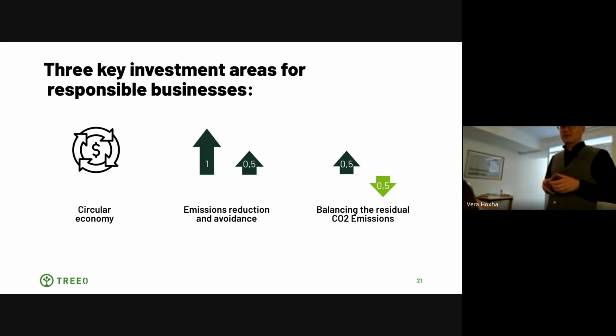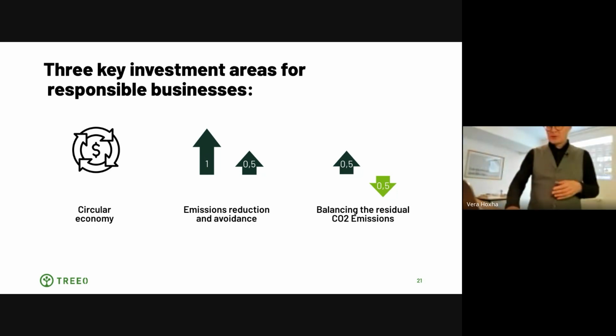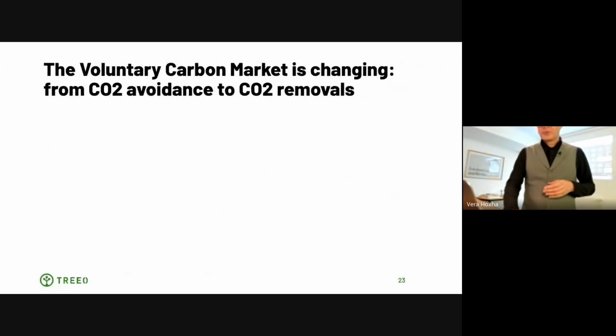But it's important to state that if we just look at the last element as the only solution, we will not tackle this climate crisis. First of all, we have to avoid CO2, methane, and others.